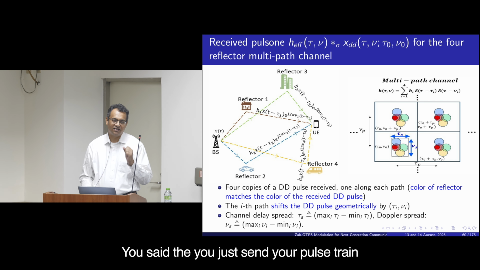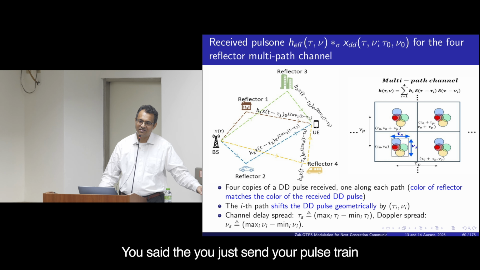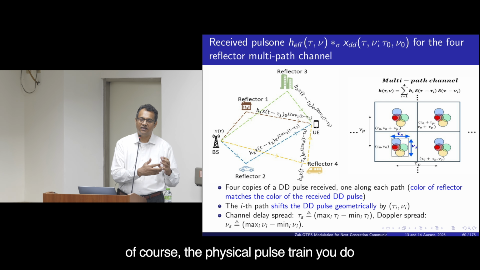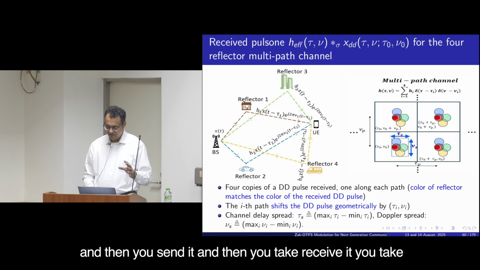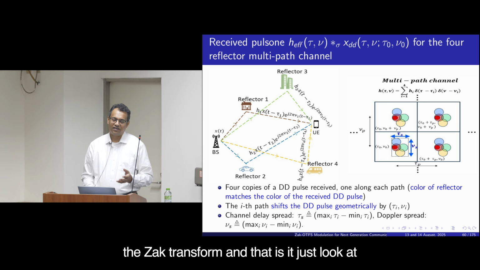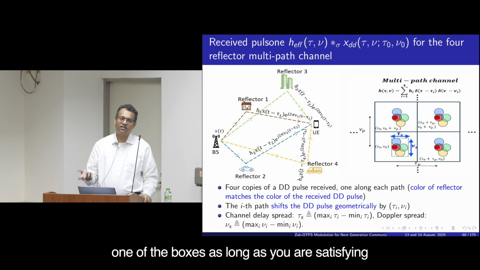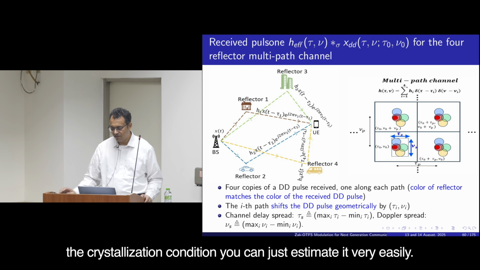That is it. You just send your pulse train, of course the physical pulse train, you do the pulse shaping and all that, and then you send it, and then you receive it, you take the Zak transform, and that is it. Just look at one of the boxes. As long as you are satisfying the crystallization condition, you can just estimate it very easily.